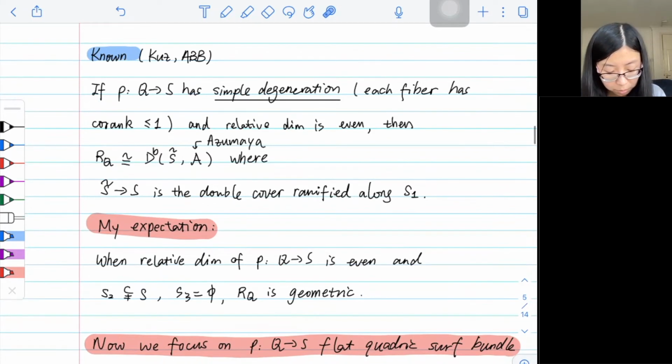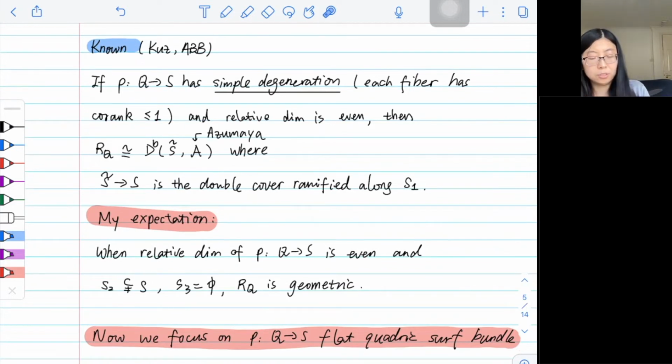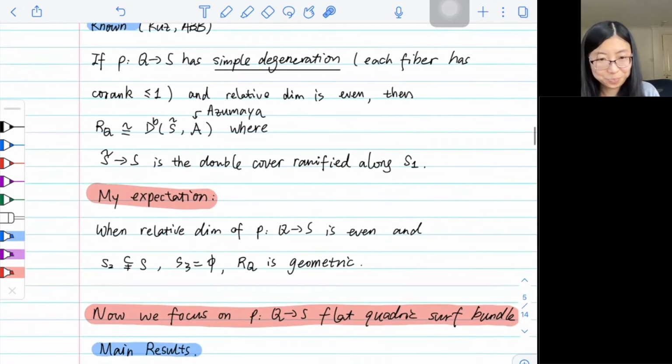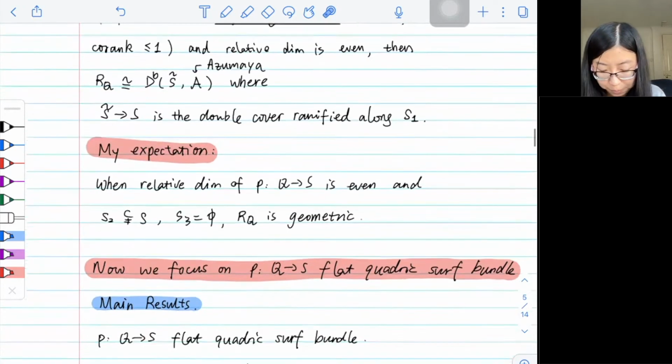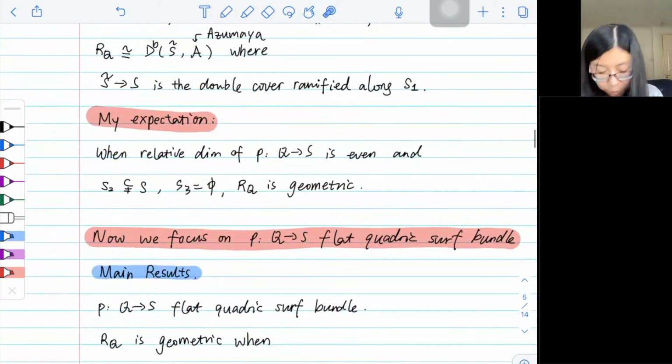And I'll also explain in a minute why I'm requiring these two conditions. The second tells you that for each fiber, the corank is at most 2, so I'm not allowing corank 3 fibers. But I'm still allowing some corank 2 fibers, though they can't be all the fibers. So far, what I can prove is the surface case.